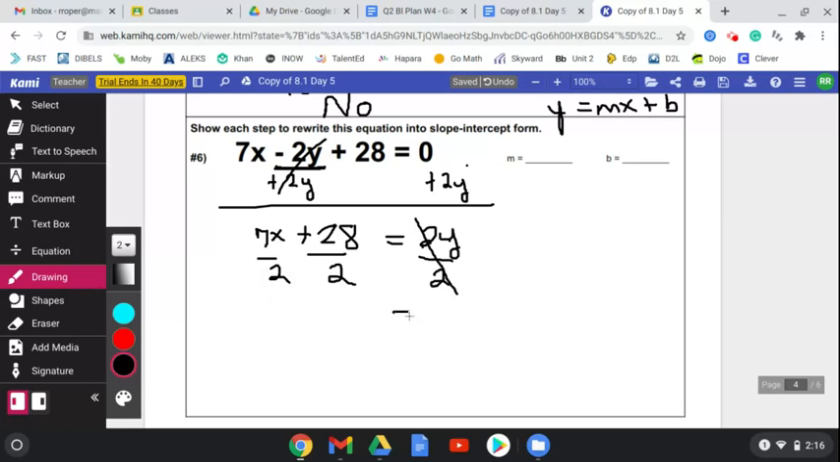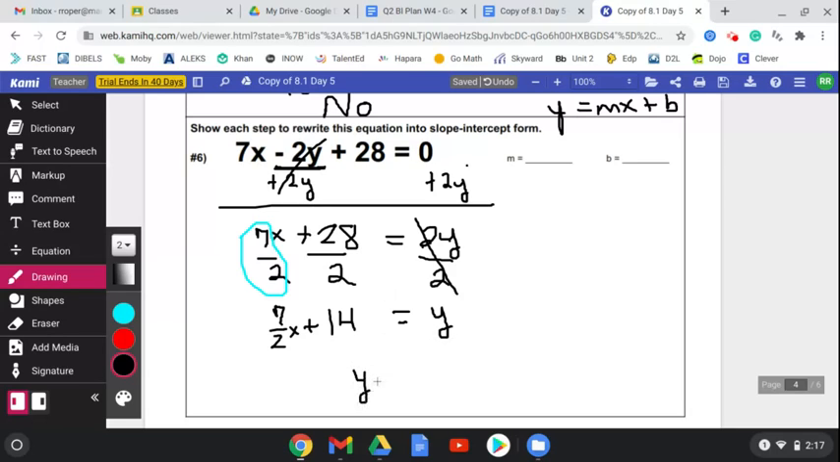Okay, so on this side, I'm going to have just y, and I'll have 7 over 2, which I need to leave as an improper fraction. Don't make it a decimal. That's not going to help you if you were to graph this on the coordinate plane. You need to know what it is as an improper fraction. So this is 7 halves x. Then you got 28 over 2. That's positive 14.